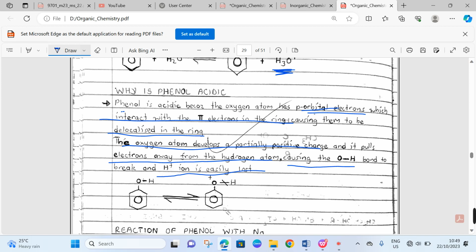Another way to look at it, an easier way to understand what I'm saying, is this. The benzene ring here withdraws electrons from the oxygen atom, which becomes partially positive and begins to withdraw electrons from the hydrogen, weakening the OH bond. That's all. So we're saying if the oxygen is deficient of electrons, it weakens the OH bond, making it weaker, so it is able to lose a proton more easily. That is how you explain the acidity of phenols.